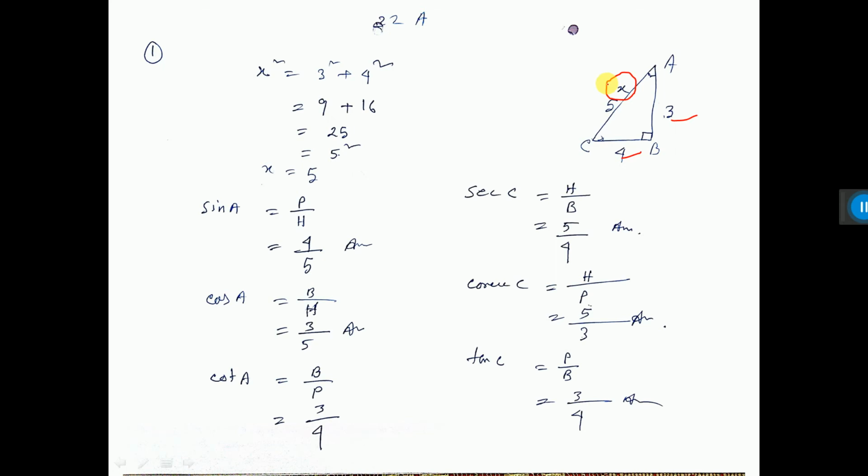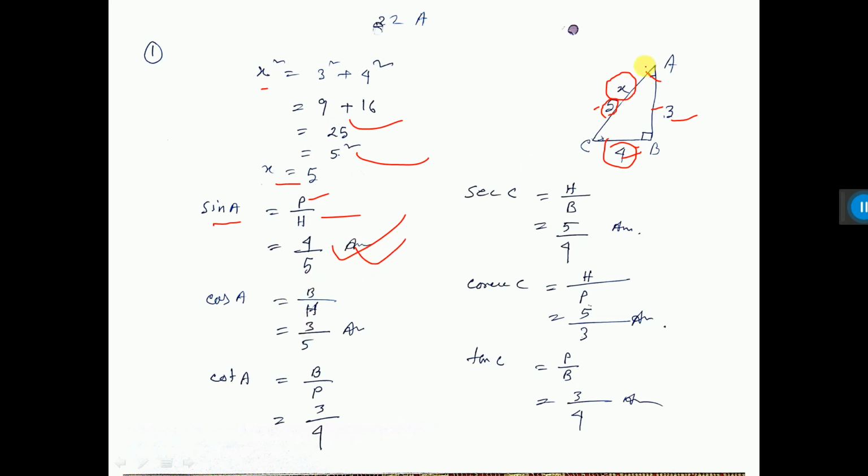If you consider this one x, then x square equals 3 square plus 4 square. So 25 means 5 square, so x equals 5. Write here 5. Now the sin A formula: some people have perpendicular by hypotenuse. Now A means this angle, so the opposite side is the perpendicular, and the side opposite the right angle is the hypotenuse. Perpendicular is 4 and hypotenuse is 5, so 4 by 5 is the answer.